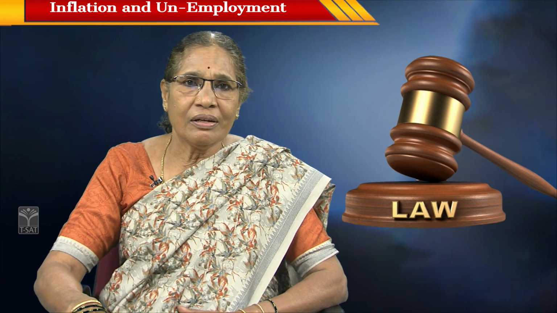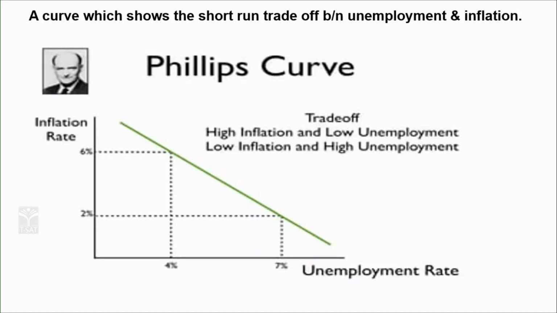In this context, with relation to unemployment and inflation, one of the traditional economists named A.W. Phillips undertook an extensive study, taking data for a period of more than 100 years. Then he came to a conclusion from this analysis. When you observe the figure, you will notice that there is a trade-off. His conclusion was: high inflation and low unemployment, low inflation and high unemployment.